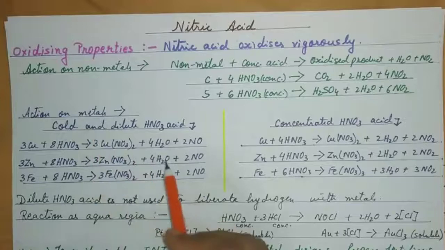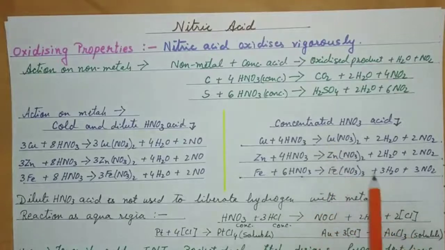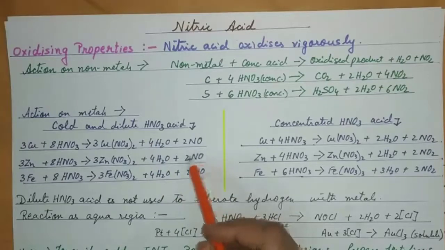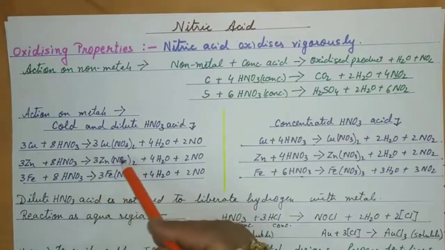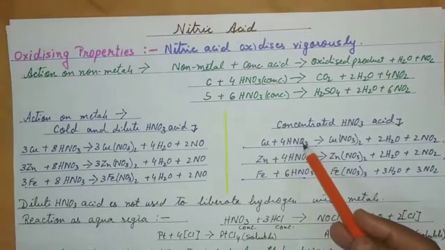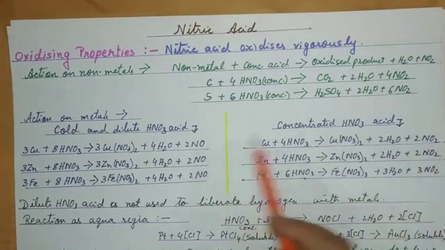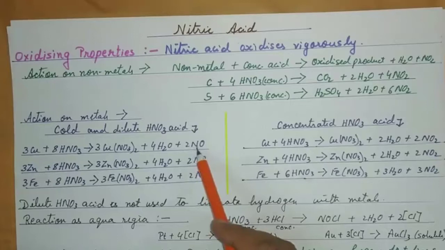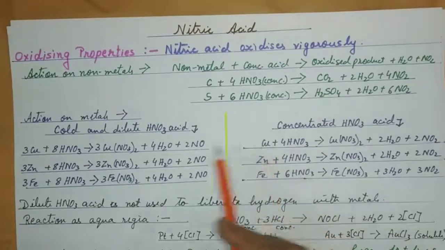Action on metals. Now we are talking about both dilute nitric acid and concentrated nitric acid. Concentrated nitric acid will give you nitrogen dioxide, whereas dilute nitric acid will release nitric oxide. So with all the same metals, copper, zinc and iron, copper with dilute nitric acid gives you copper nitrate, water and nitric oxide, whereas copper with concentrated nitric acid will give you copper nitrate, water and nitrogen dioxide. So the observation will be here reddish brown vapors or reddish brown gas. Here it is not there. So you can distinguish between the dilute nitric acid and concentrated nitric acid using the metal copper.